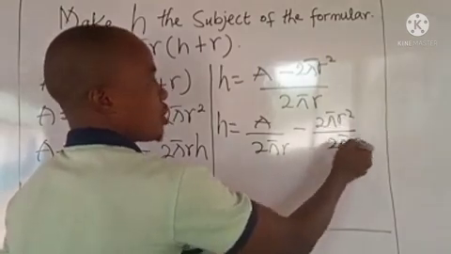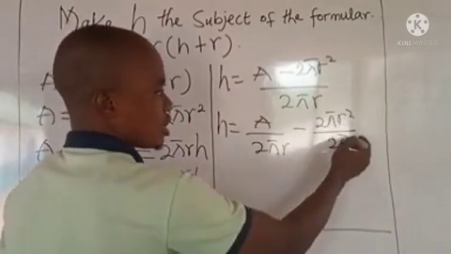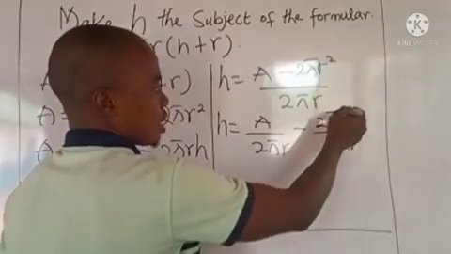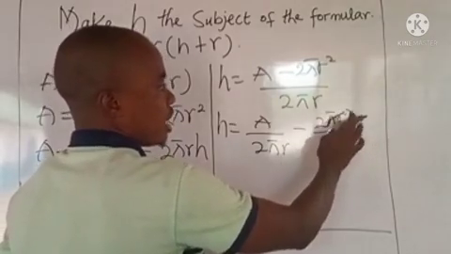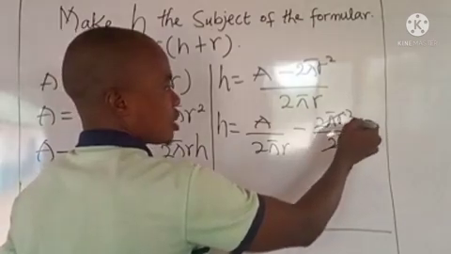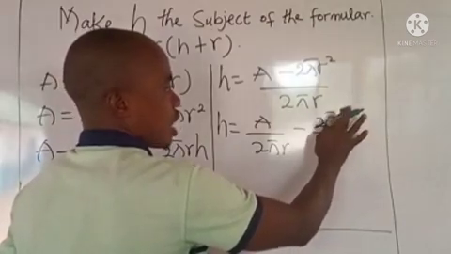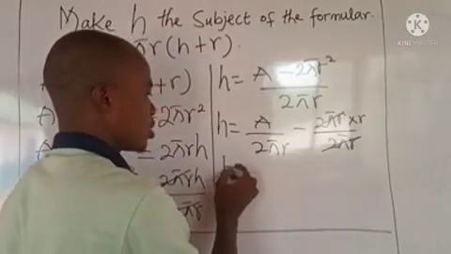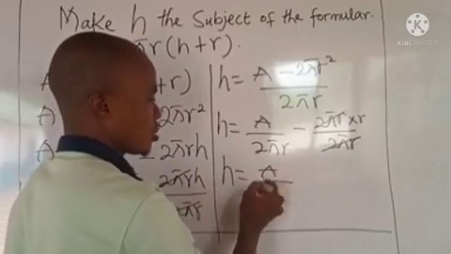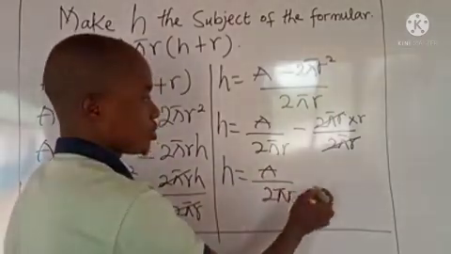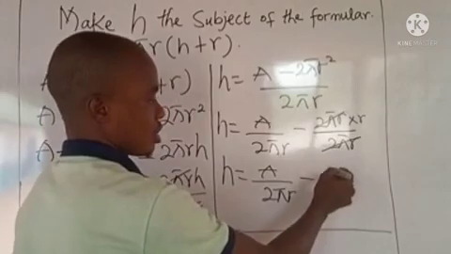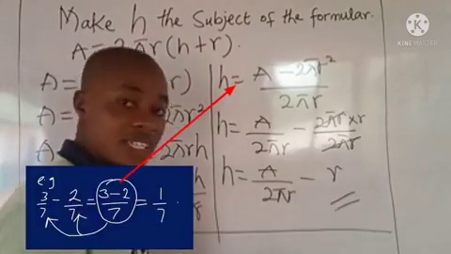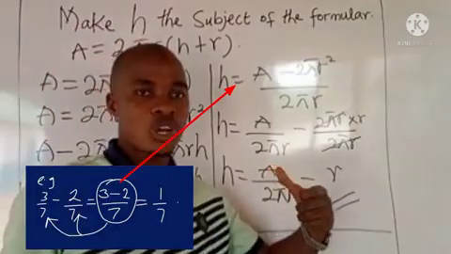2 pi r. So from here, we cancel 2 pi r here, so we'll be left with r here. That is, r squared over 2 pi r is the same thing as r. So we are going to have h equals A over 2 pi r minus r. And that is the final answer to the question given.